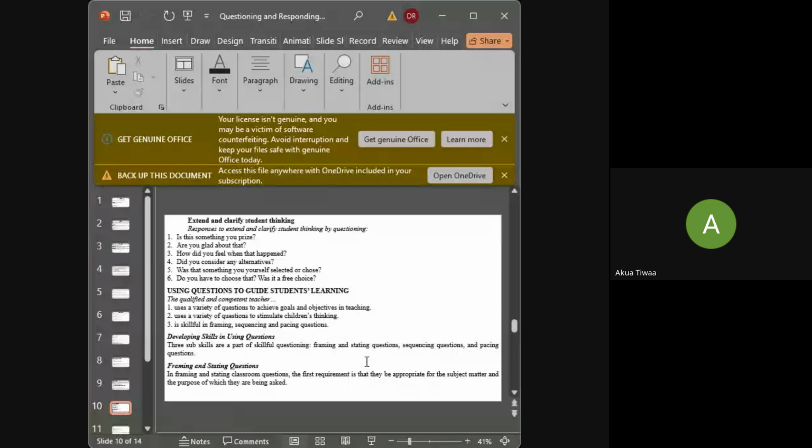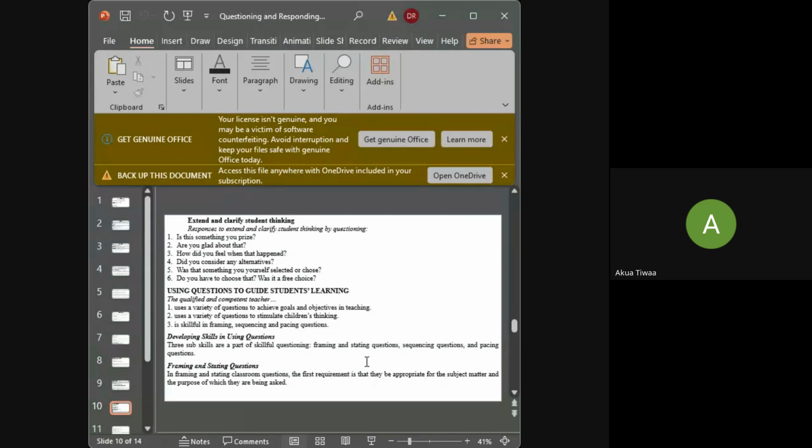So framing and stating questions. In framing and stating classroom questions, the first requirement is that they be appropriate for the subject matter and the purpose for which they are being asked. But even if they are satisfactory on those counts, questions may be faulty for technical reasons. Now, the following guidelines will help in preventing such problems.